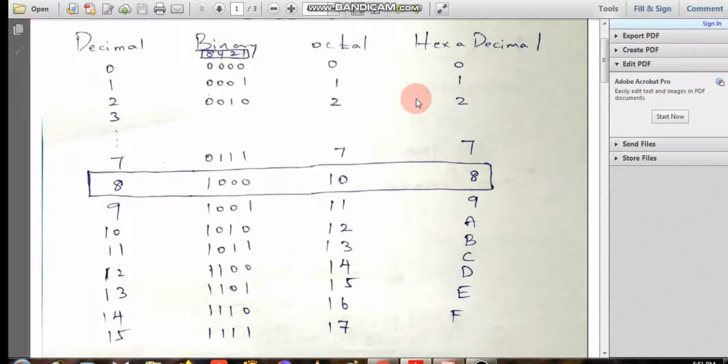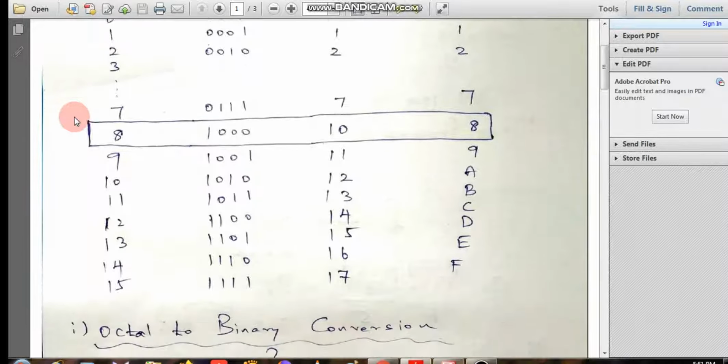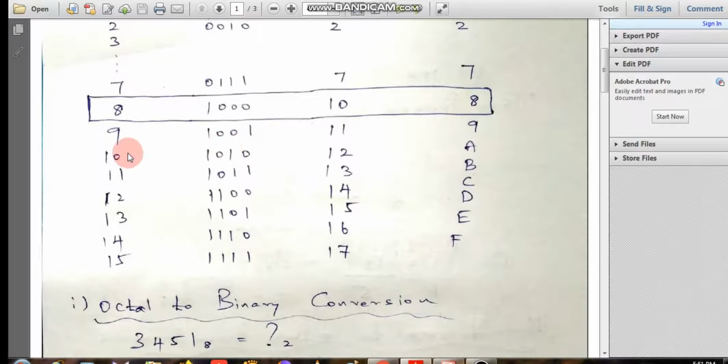Up to 7 there is no change when compared with the decimal values. Up to 9, the decimal value is equivalent to the hexadecimal value, whereas for the decimal number 10, the corresponding hexadecimal value is A, and it goes on increasing as A, B, C, D in an alphabetic manner.